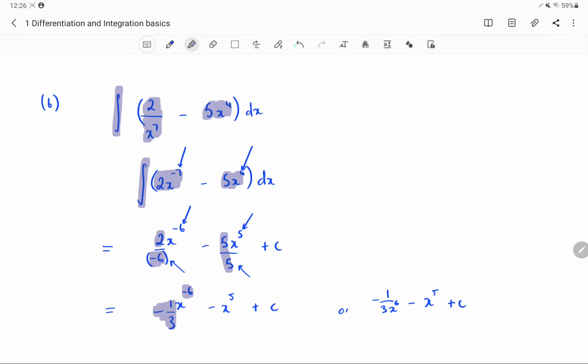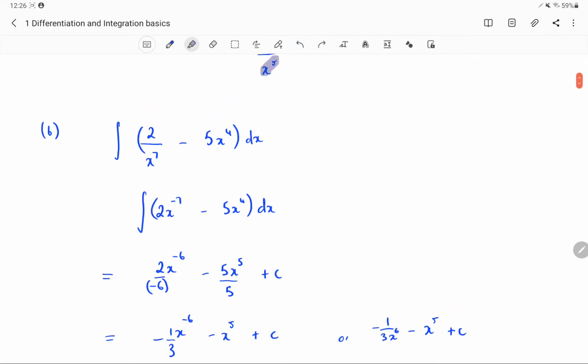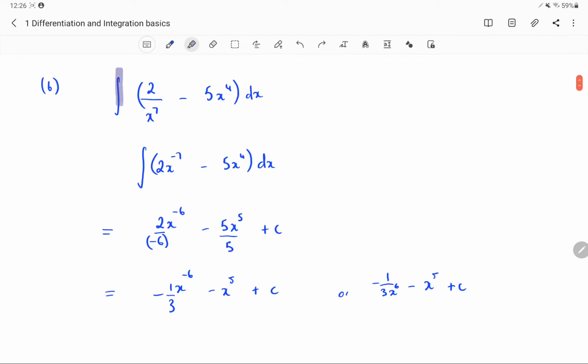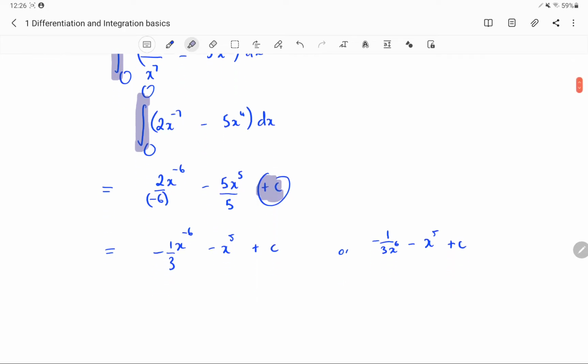And for all of these integration questions in this exercise, we're going to have to add a constant. And how do we know when we'll have to add a constant? It's whenever we have no numbers in our integral sign. So whenever you don't see any numbers here or here, then you have to add on a constant. So our final answer can be written as minus 1/3 x to the minus 6 minus x to the power 5 and plus c.